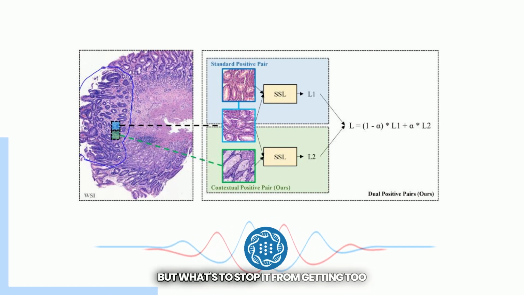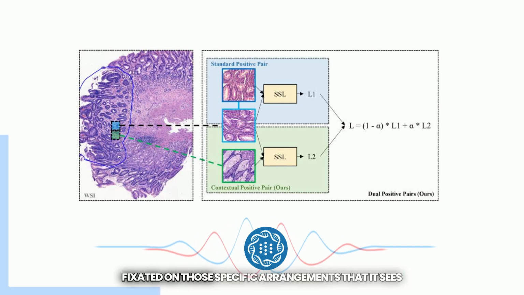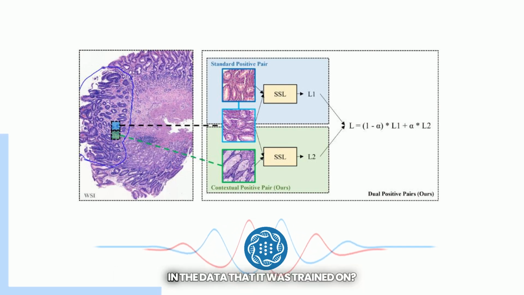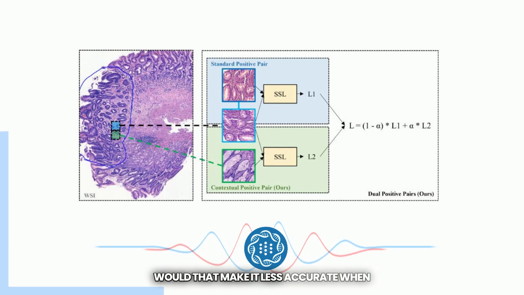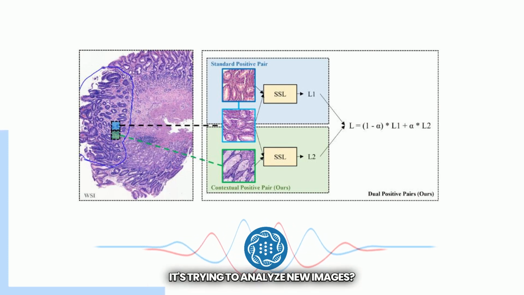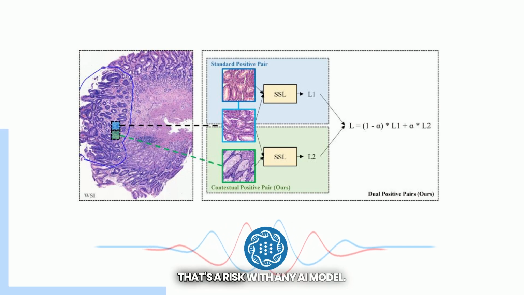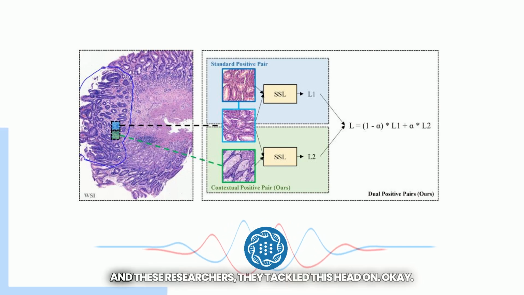But what's to stop it from getting too fixated on those specific arrangements that it sees in the data that it was trained on? You know what I mean? Good point. Would that make it less accurate when it's trying to analyze new images? You're right to point that out. That's a risk with any AI model. And these researchers, they tackled this head on.